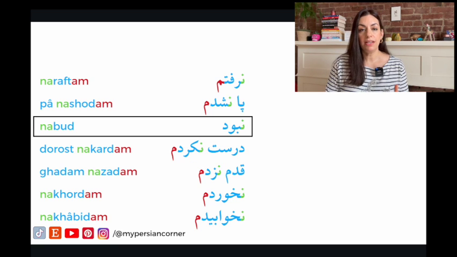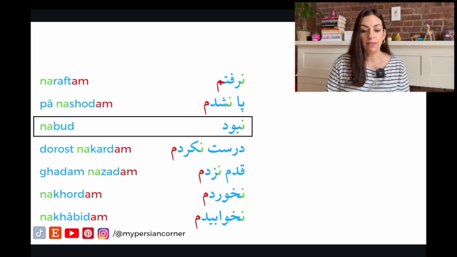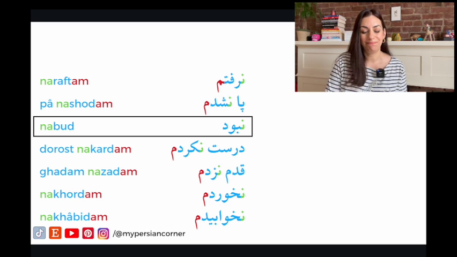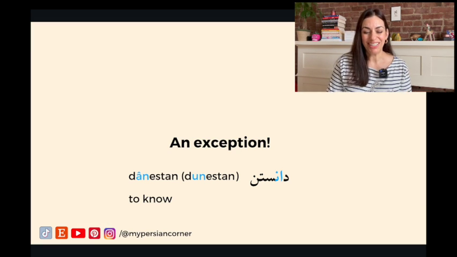If I were to take these examples that I gave at the beginning of the video and make them negative, for example, ta'at naraftam, pa nashodam, hava khub nabud, qahve durust nakardam, to park qadam nazadam, sham nakhordam, nakhabidam, right?